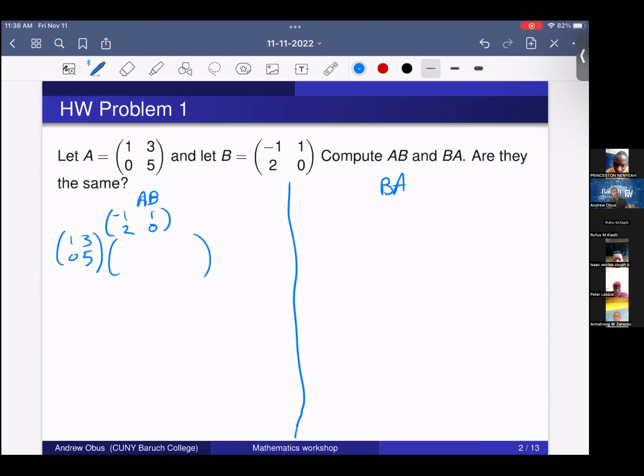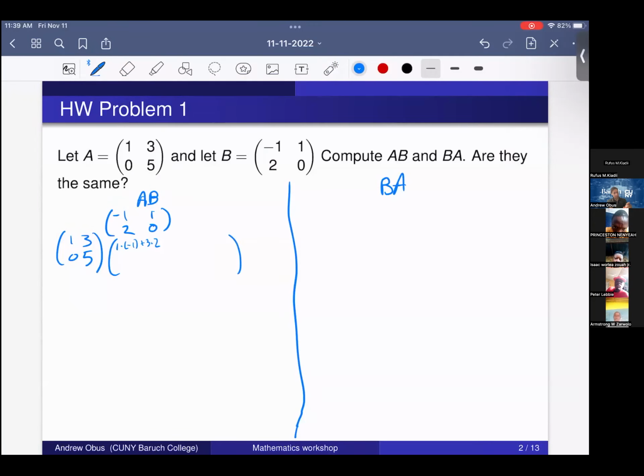Maybe I'll recall how to do the first one, and then one of you can do the second one. Remember, how do we get the top left entry? We have to take the dot product of 1, 3 and -1, 2. So that's going to be 1 times -1 plus 3 times 2.